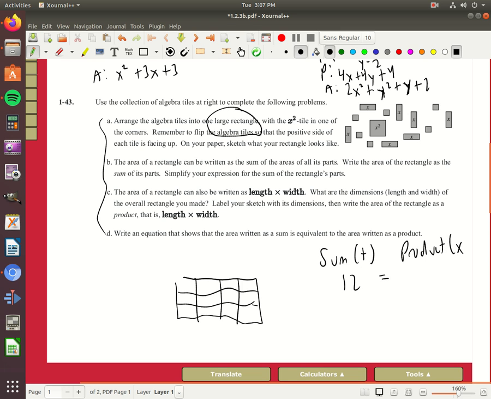Anyways, again, product means multiply. Well, I could call this 12, or I could call this 3 times 4. You see 1, 2, 3 on this side and 1, 2, 3, 4 on this side. So I could also call it 3 times 4. So that's what this is saying.